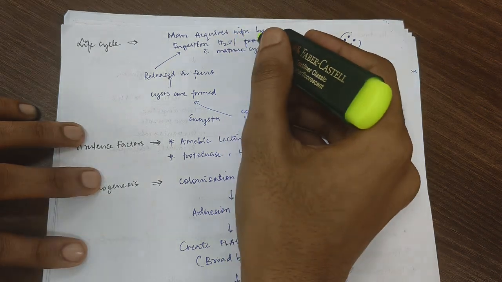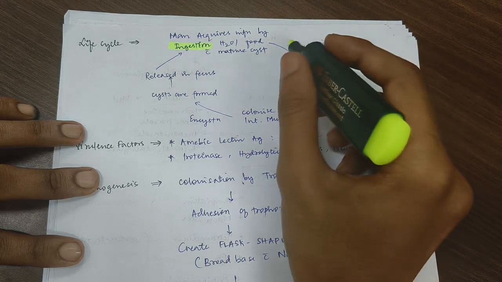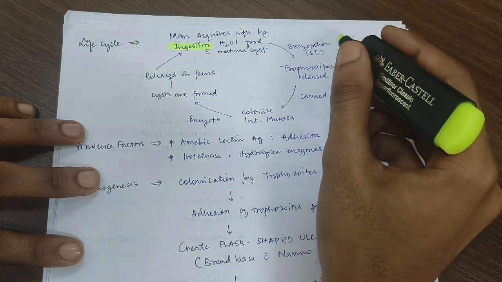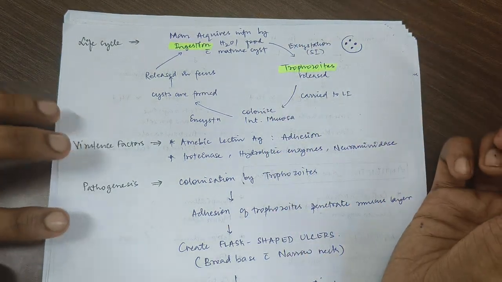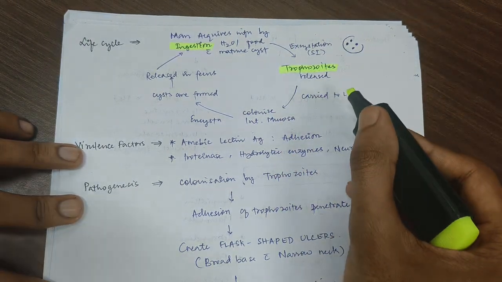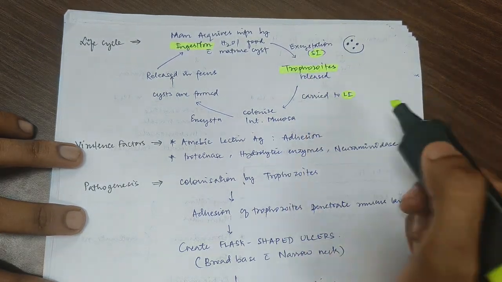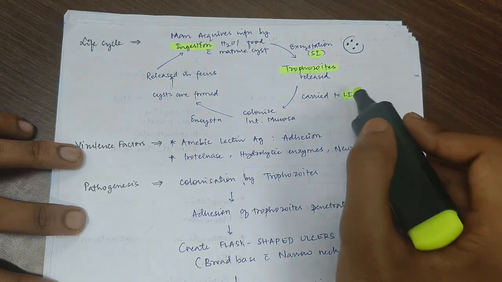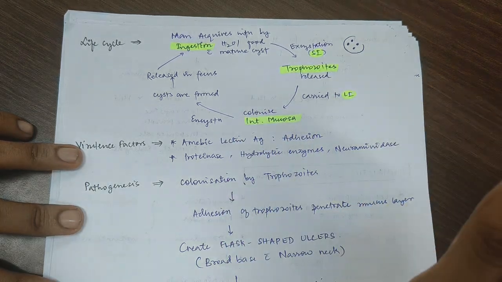First, man acquires the infection by ingestion of water or food contaminated by the mature cyst. Once this cyst enters the body, it undergoes excystation. When excystation occurs, the trophozoites inside are released. Excystation happens in the small intestine, whereas trophozoites are released into the large intestine. Then they colonize the intestinal mucosa.